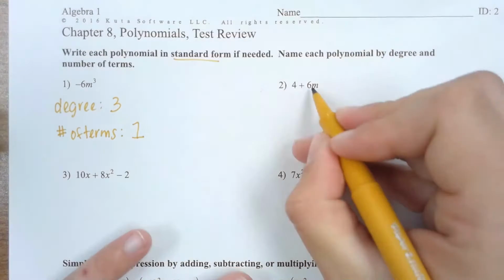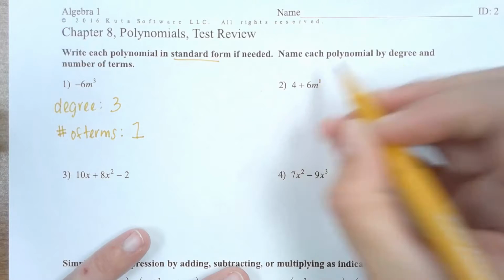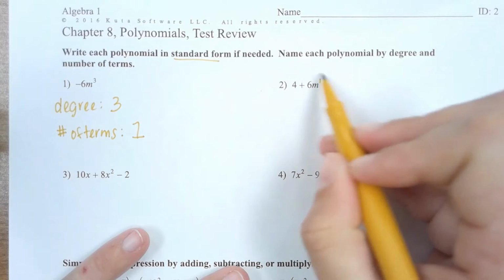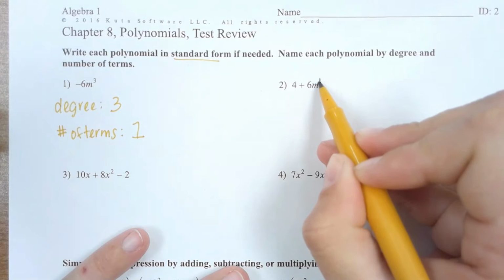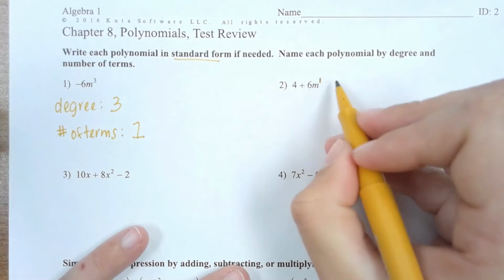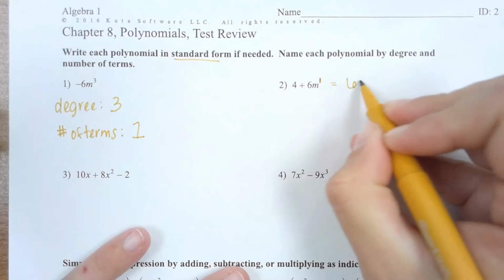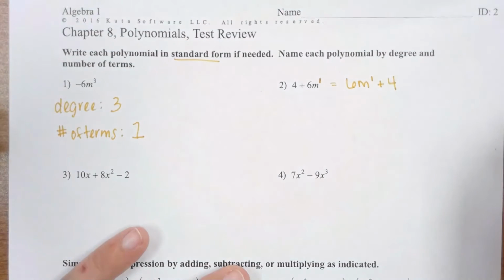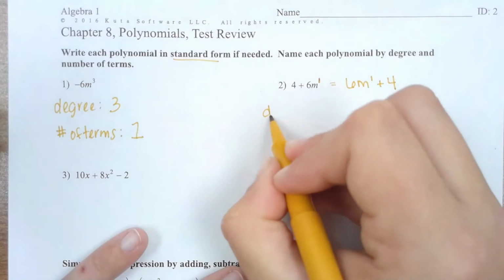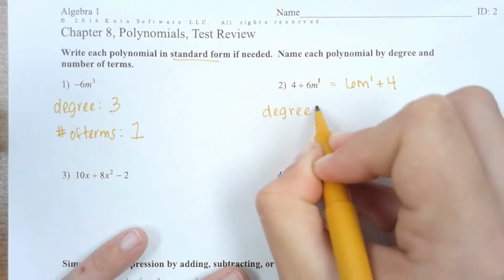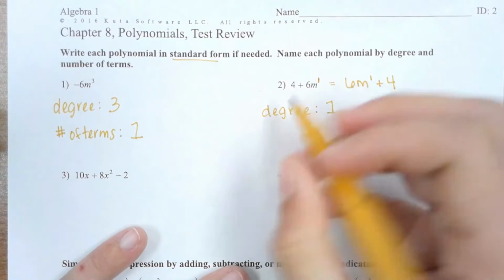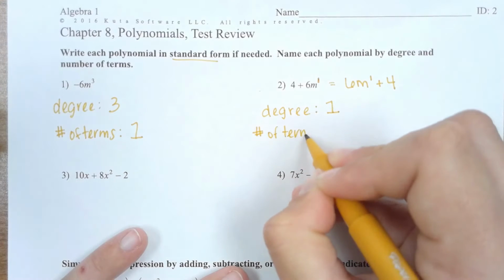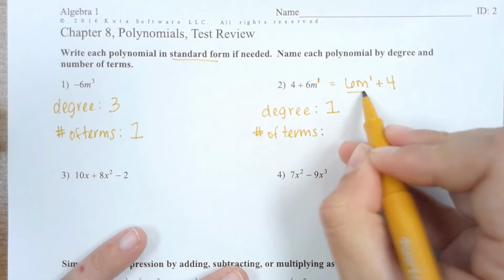Okay, next one. See how I have a 6m to the first power and then a 4. If this had to be in standard form, I would want my variable to the first power because that is the highest exponent first, and then my constant last. So in standard form it should be 6m to the first plus your 4. Our degree is whatever highest exponent we have, which in this case is just 1. And then your number of terms, again, are separated by your addition and subtraction signs. So I have 1 term, 2 terms.